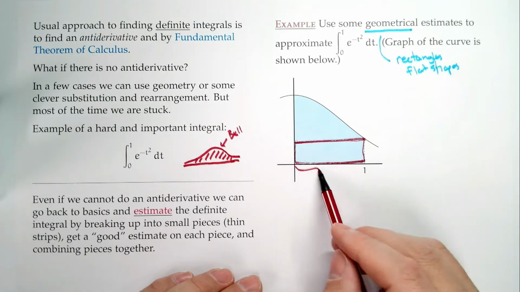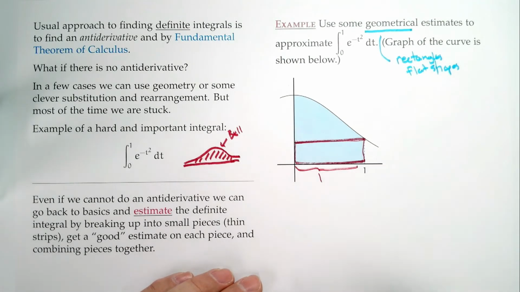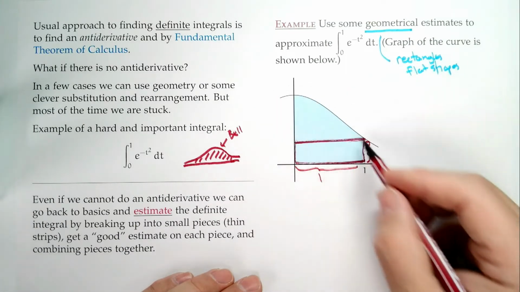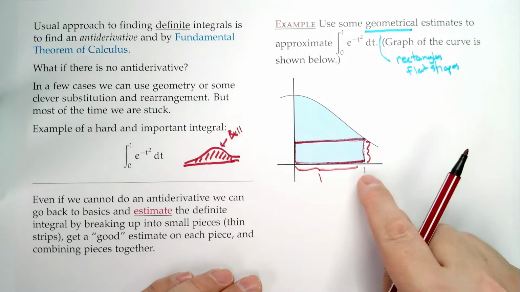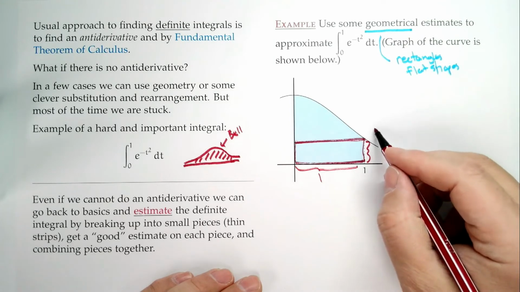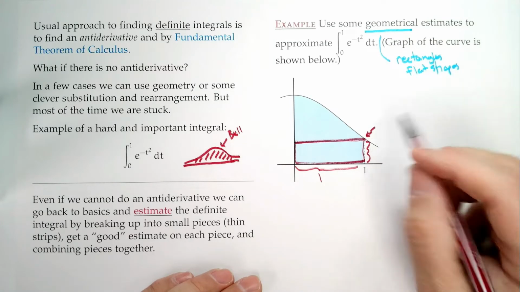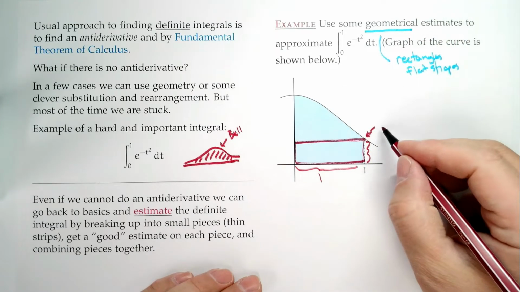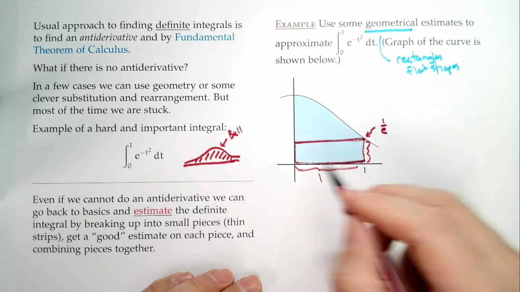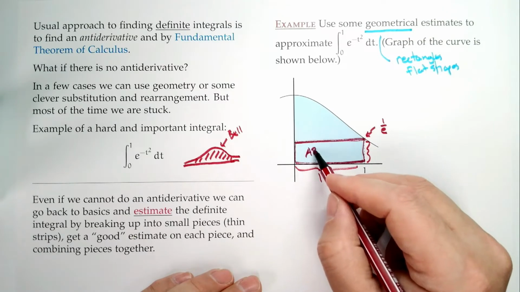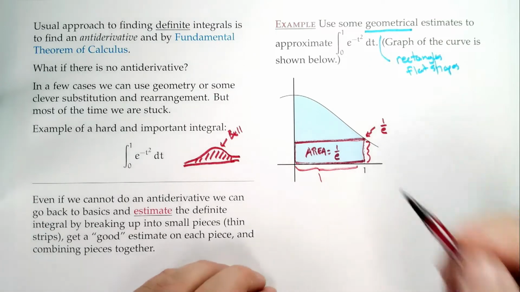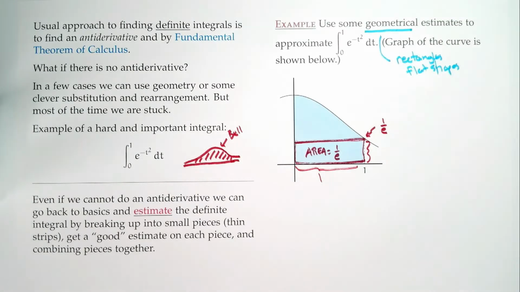Well, the bottom has length 1. What's the height? Well, I'm on the curve e to the minus t squared. This is at t equals 1. So what I can do is that the height would be what happens when I plug 1 into this function. So that's e to the minus 1, or 1 over e. So the area of this thing downstairs is 1 over e. All right, how about the area that's sort of bigger than it?